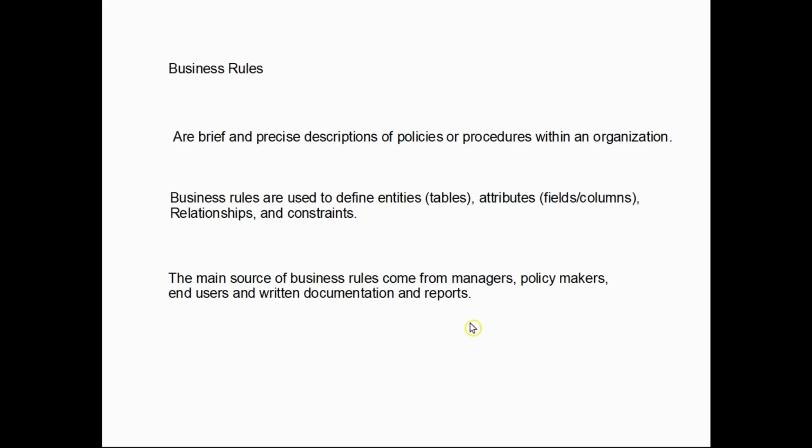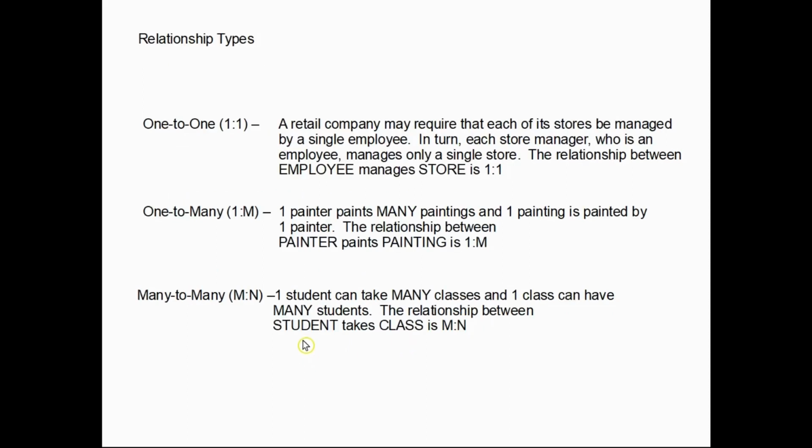You talk to the end users, the people who are going to use the application, to figure out what they need. Now I mentioned earlier relationship types. In a relational database, there are 3 types of relationship types. There's a one-to-one, a one-to-many, and a many-to-many.